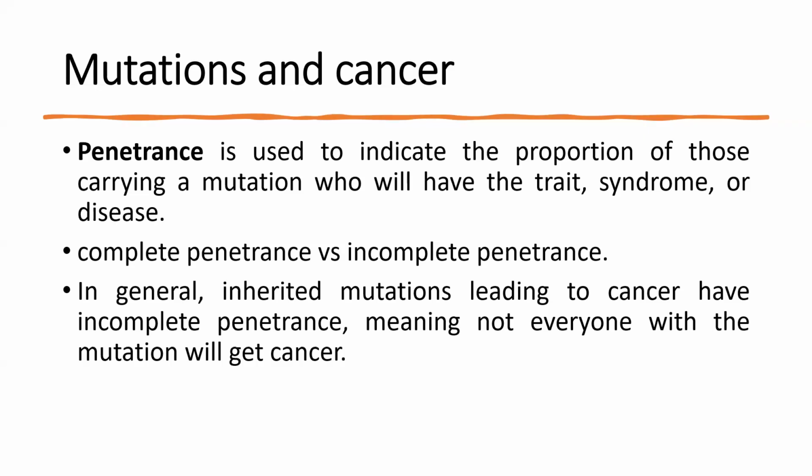If it's guaranteed, then we say complete penetrance, 100%. If it's only 50-50, then it's incomplete penetrance, right? So the higher the penetrance, the more likely the gene is going to manifest itself into a disease. And that's based on study of wide population and statistics.